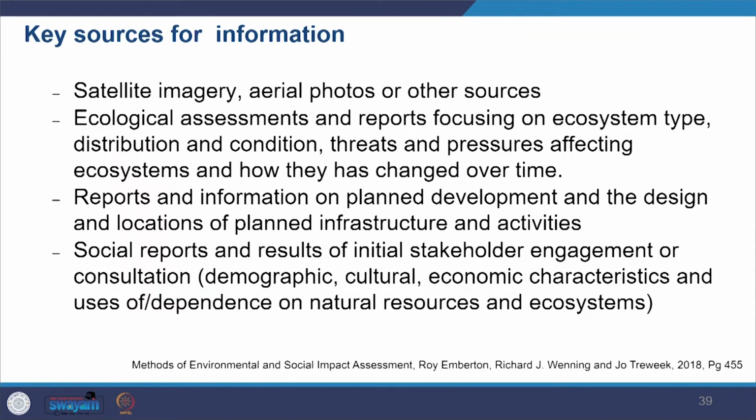So you can use satellite imagery, aerial photographs, or other sources showing the distribution and location of ecosystems and communities. You can look at ecological assessments and reports focusing on ecosystem types, distributions and conditions, and you may look at the threats and pressures affecting ecosystems and how they have changed over time. Information is needed on sustainable production, harvest, or yield, if it's possible to get that information.